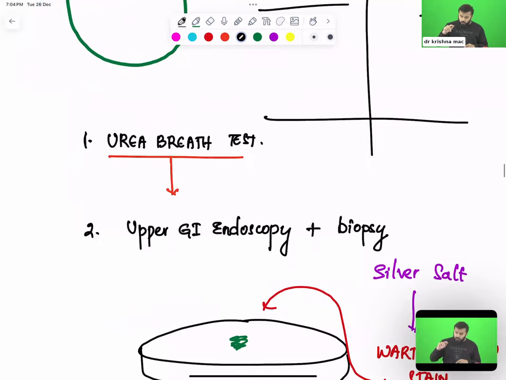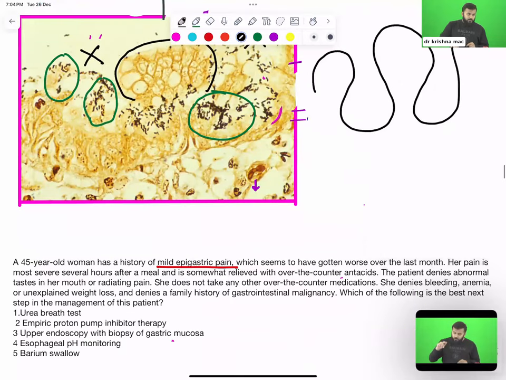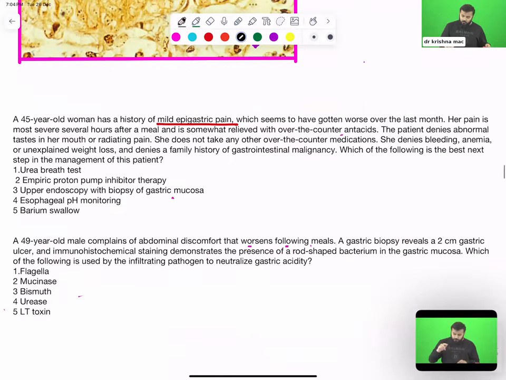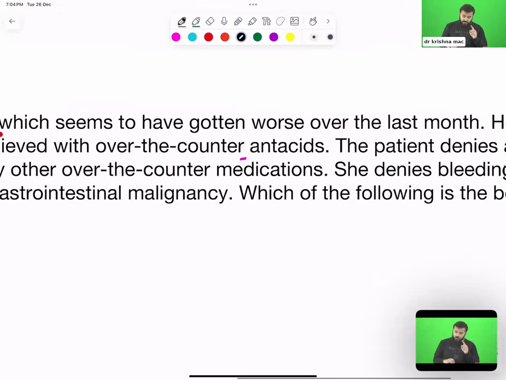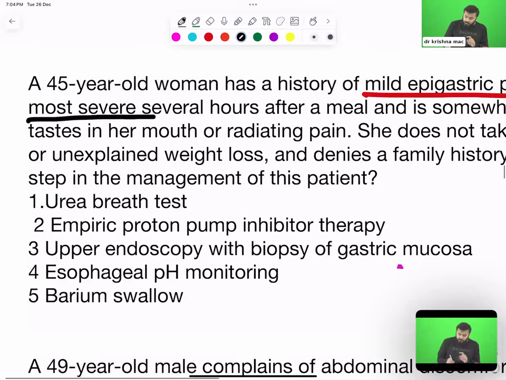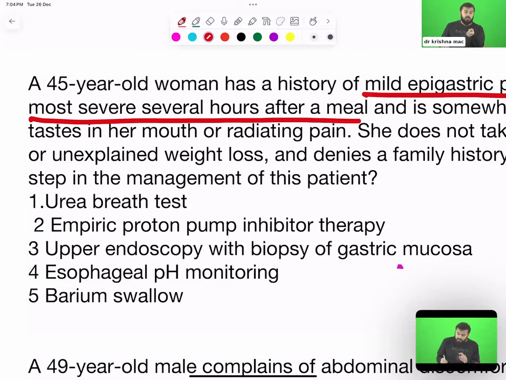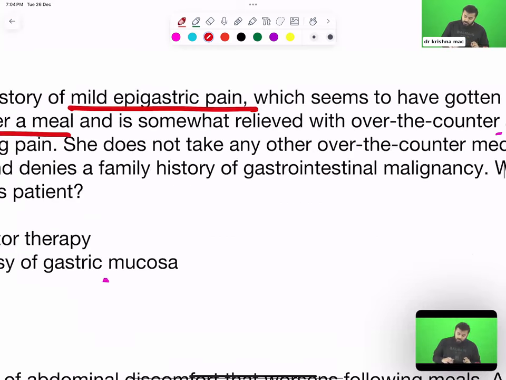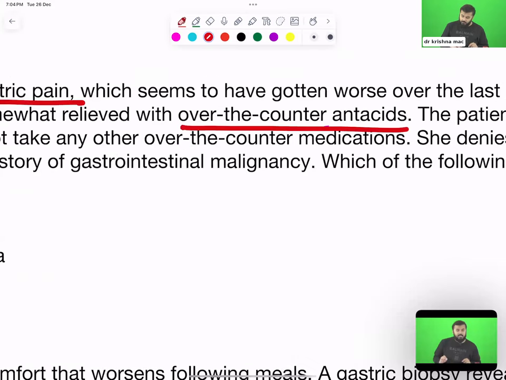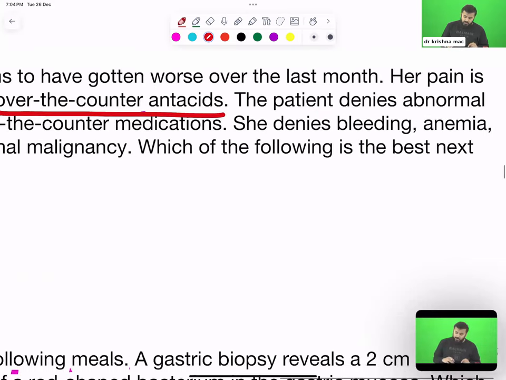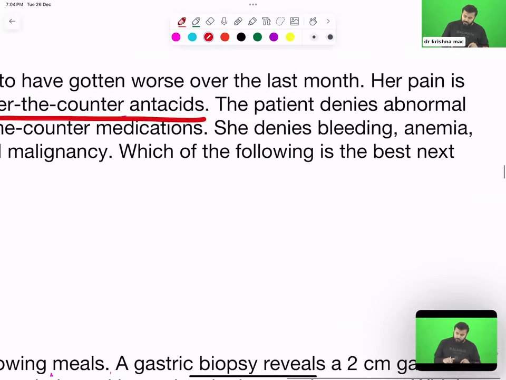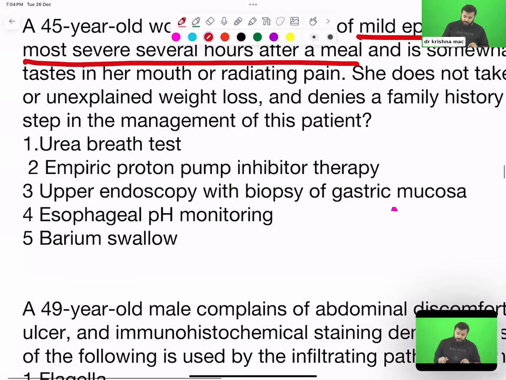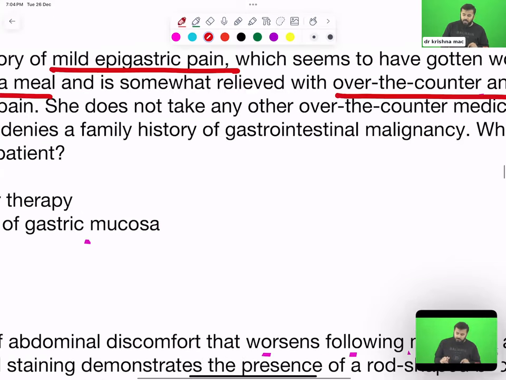Okay, so look at this question here. A 45-year-old woman has a history of mild epigastric pain. It seems to have worsened over the last month. Her pain is more severe several hours after a meal. After a meal she is having pain and is somewhat relieved with over-the-counter antacids. The patient denies abnormal taste in the mouth or radiating pain. She does not take any other over-the-counter medications. She denies bleeding, anemia, unexplained weight loss, and denies a family history of malignancy.